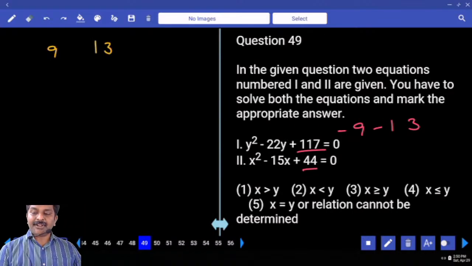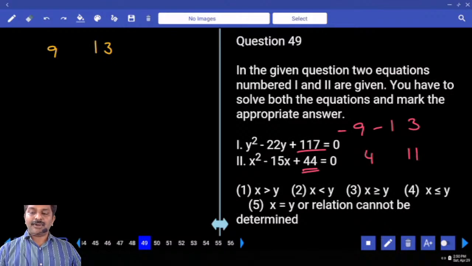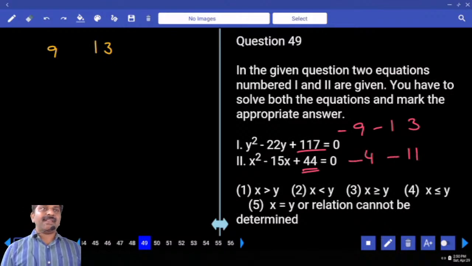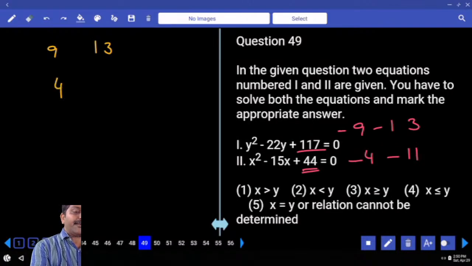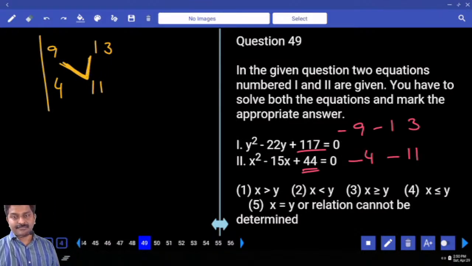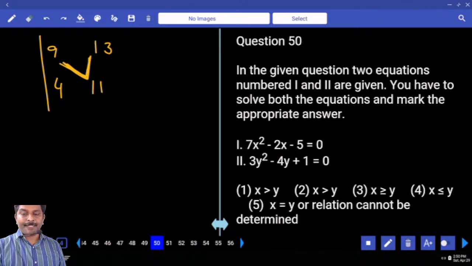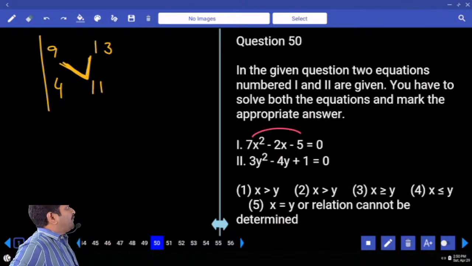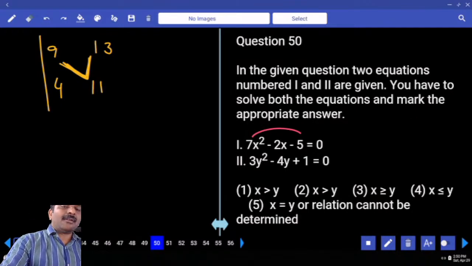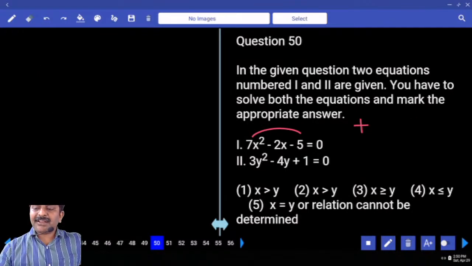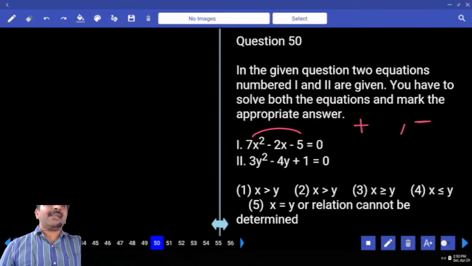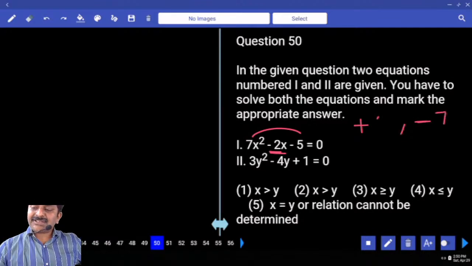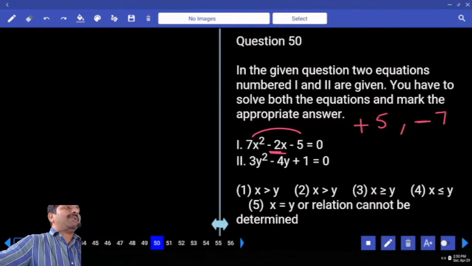Yes. 44. 4 into 11, minus 4 minus 11. Factors are plus 4 plus 11. 11 lies in between these two numbers. Answer, no relation. What is the product here? Positive or negative? Come on. That means one of the factors is positive, the other must be negative. Correct? Sum must be minus 2 only. So I'll take plus 5 minus 7 as the combination.